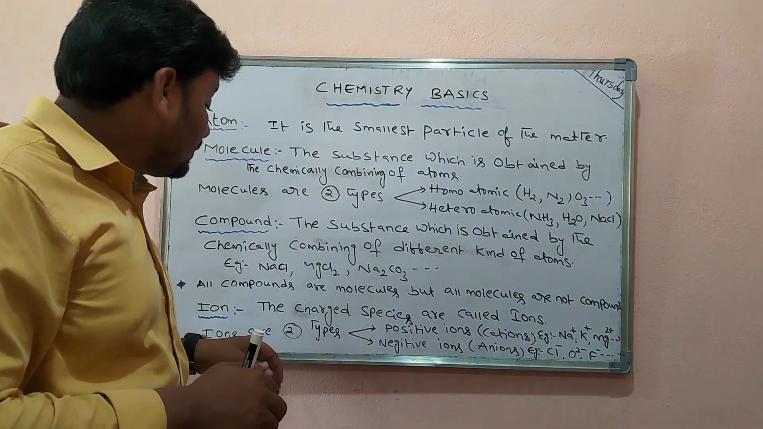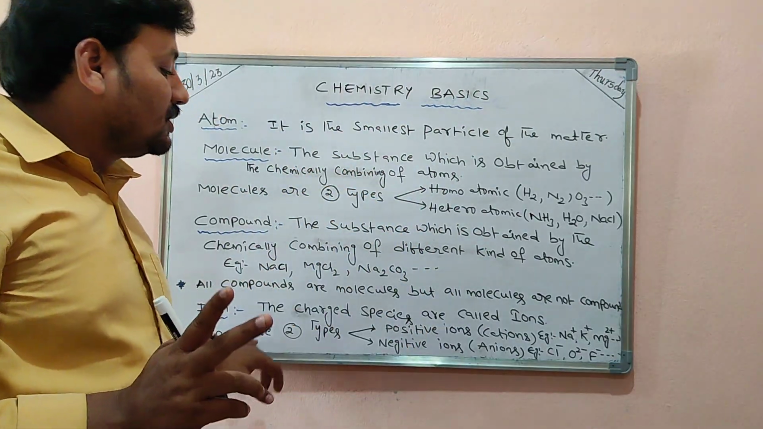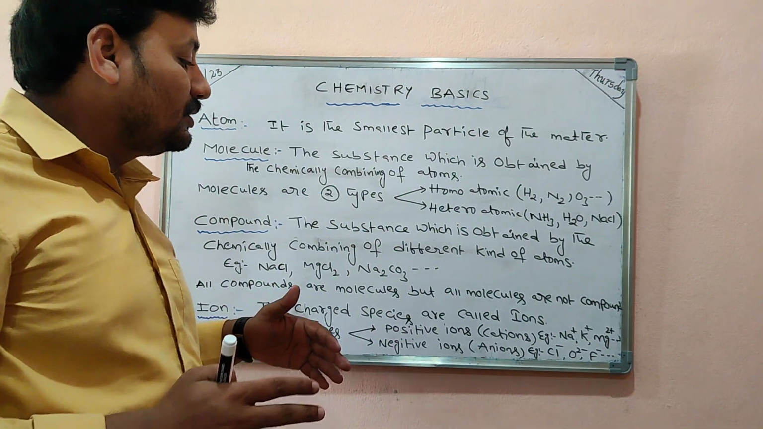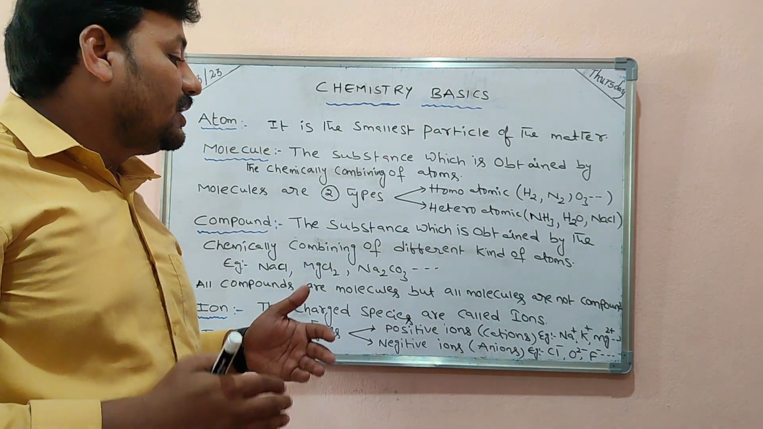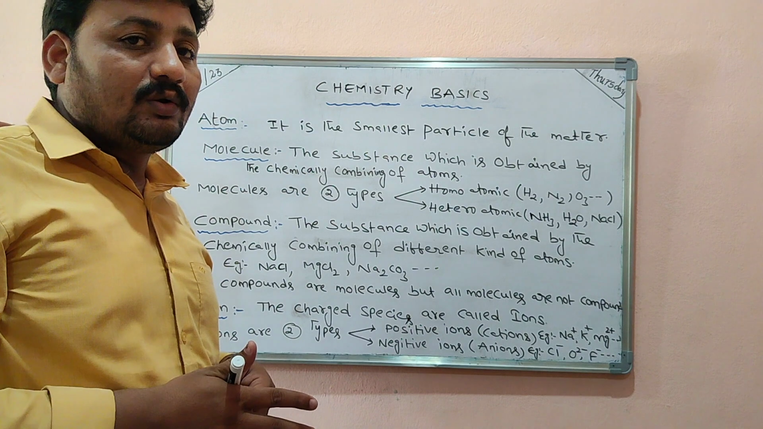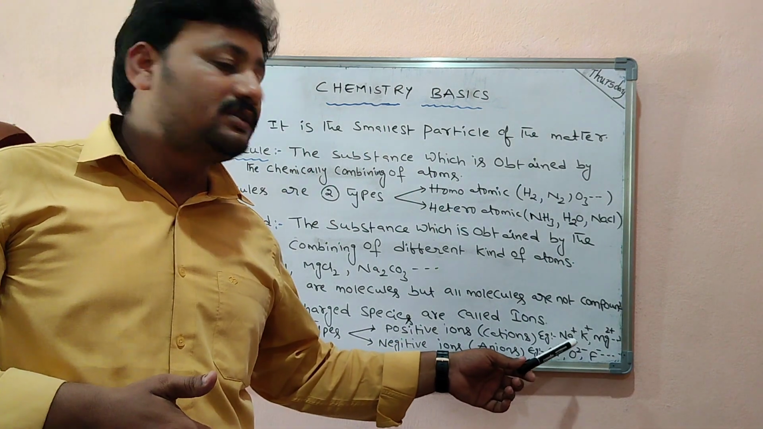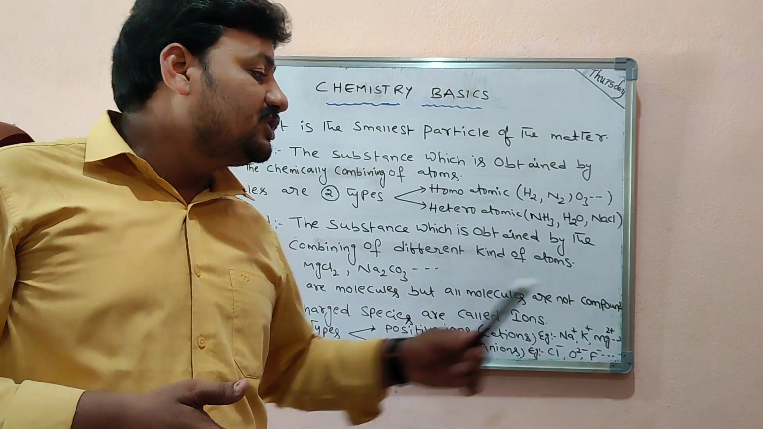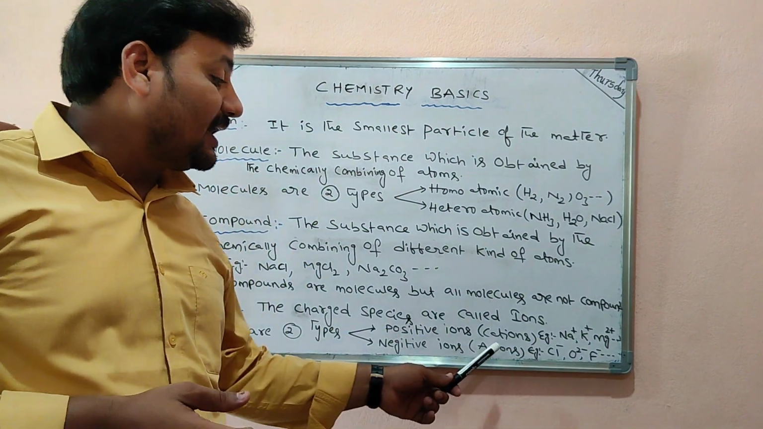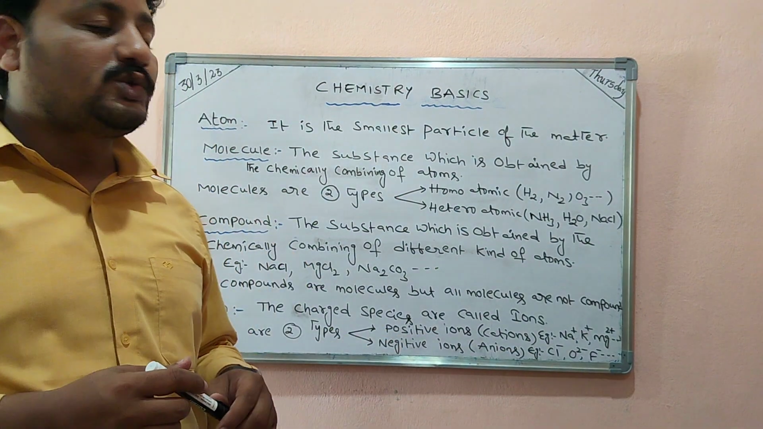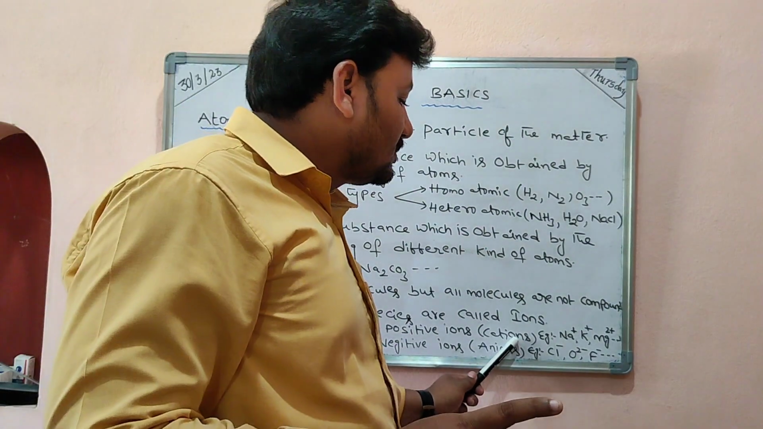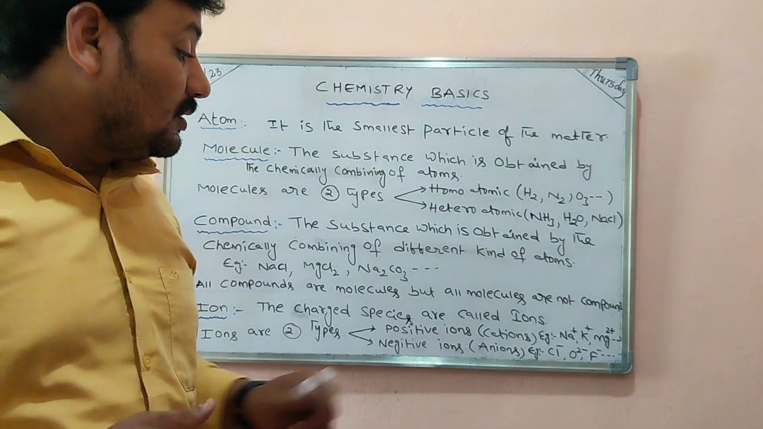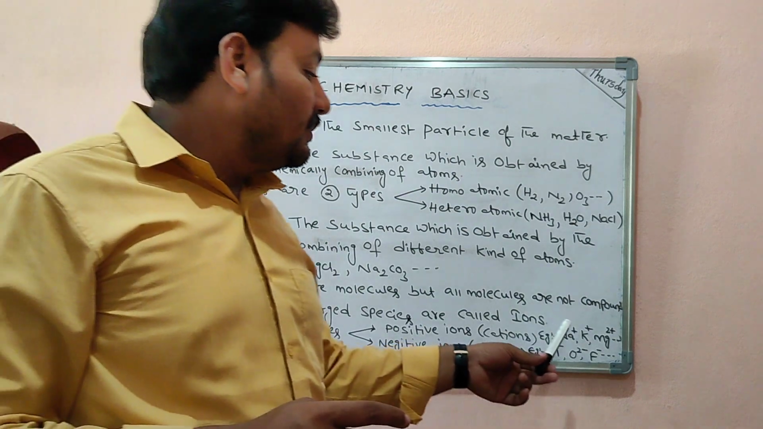Based on this, ions are of two types. If an atom or neutral molecule loses electrons, it carries a positive charge, for example Na plus, K plus, Mg2 plus. They are called cations, or positive ions. Why do the elements lose electrons?